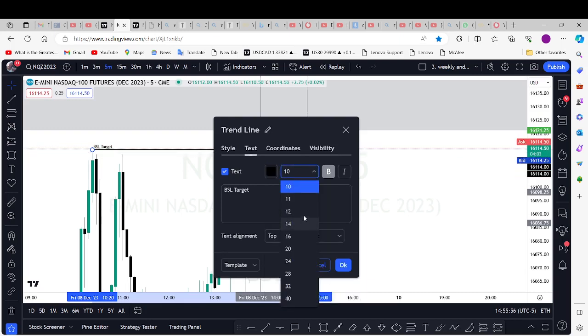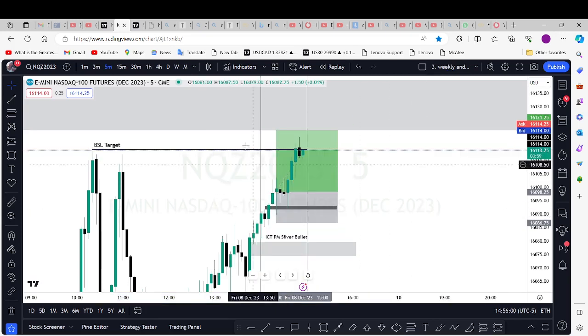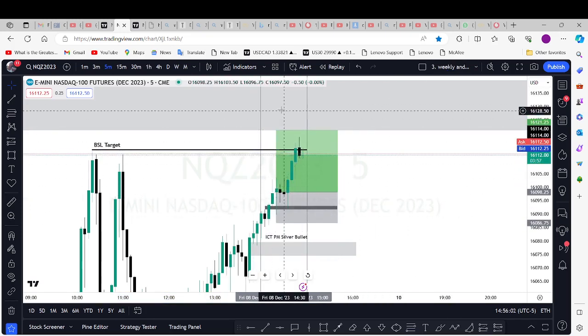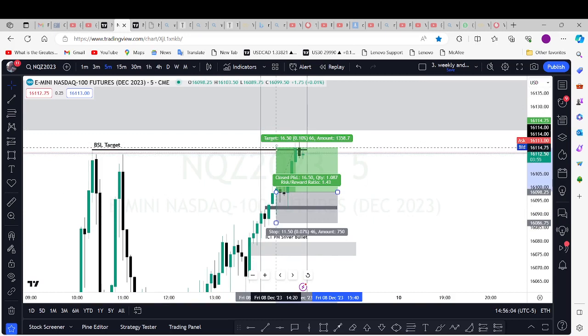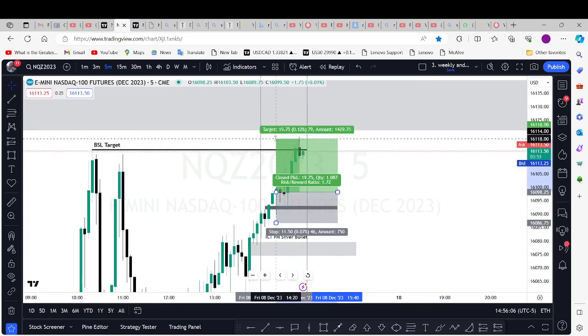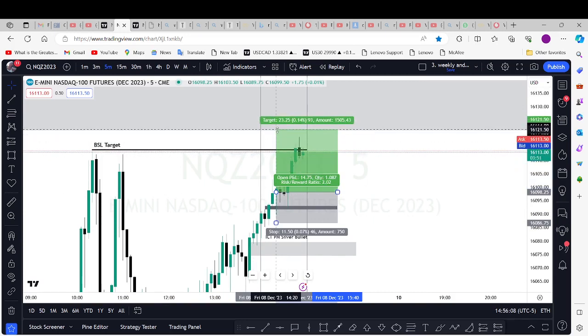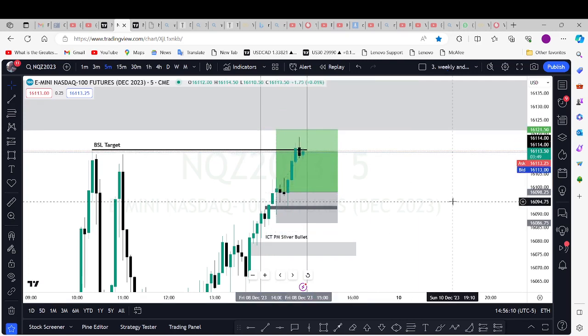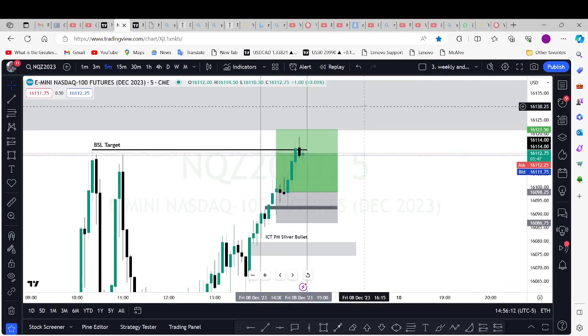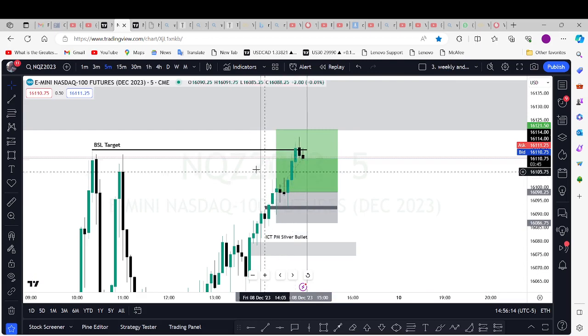And then let's make it a little bit visible. Of course, buy side liquidity was the target. The target was hit, but how far? This was the target. How far? This is how far it could go after hitting the target, or inside the consequent encroachment. But the target was hit.